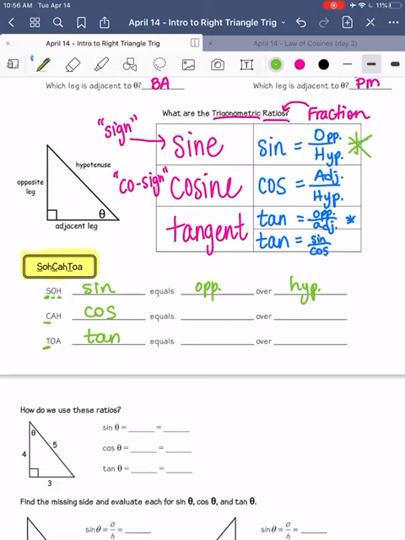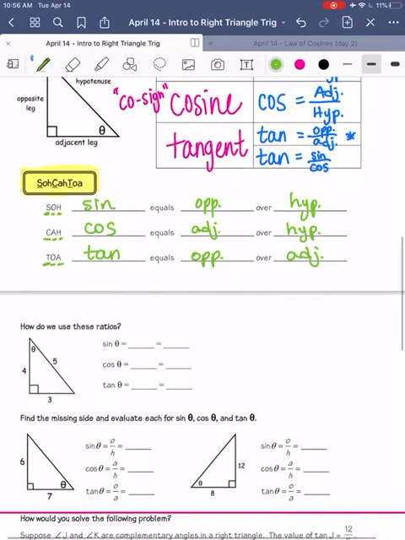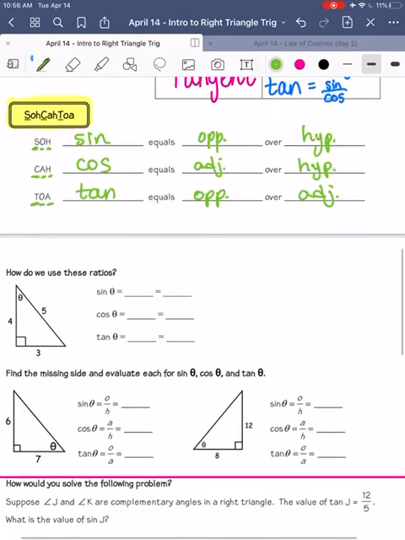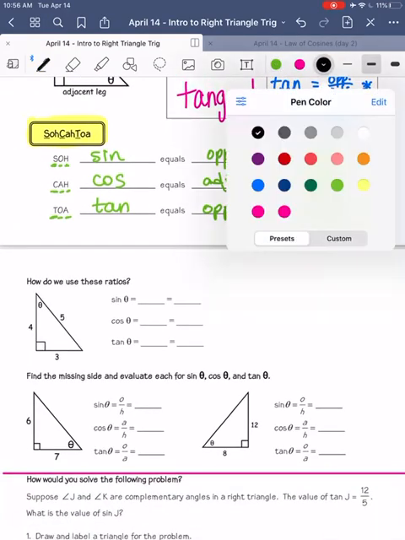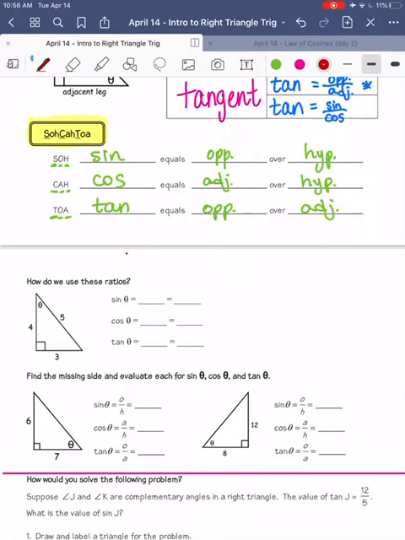So in CAH, it's cosine equals adjacent over hypotenuse. And then TOA is opposite over adjacent. All right, so we're going to do 3 problems using SOHCAHTOA. Now, y'all know how you write down stuff at the top of your paper when it's important? I know you do. So this is what I would like for you to do every single time we're working these problems.